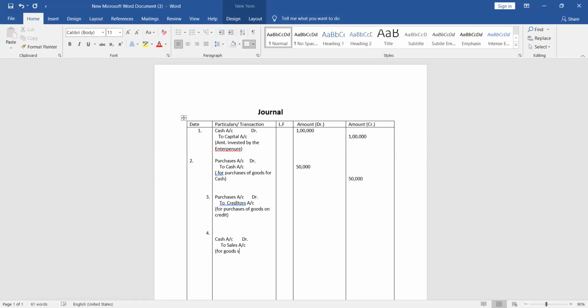goods sold for cash. And the amount is to be written over here. For the debit, the amount is to be shown in the debit column. For credit, the amount is to be shown in the credit column.